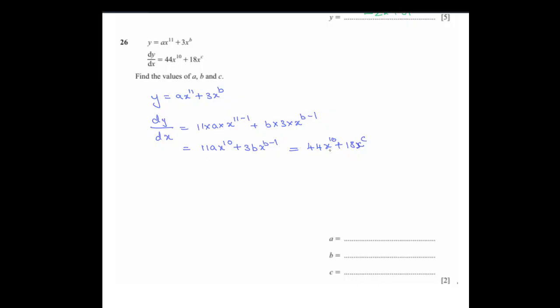So now here, the coefficient of x raised to 10 is 44 and this is 11a. So therefore 11a is equal to 44. This gives you the value of a as 44 by 11, 4. Then take the coefficient of the next term, that is 18. So 3b is equal to 18, which will give you the value of b, which is 18 by 3, which is 6. Now x raised to b minus 1 is x raised to c. So b minus 1 is equal to c. Taking the b value, 6 minus 1 is equal to c, so c is equal to 5. So we got all the values of a, b and c. a is 4, b is 6, c is 5. Question number 26 is done.